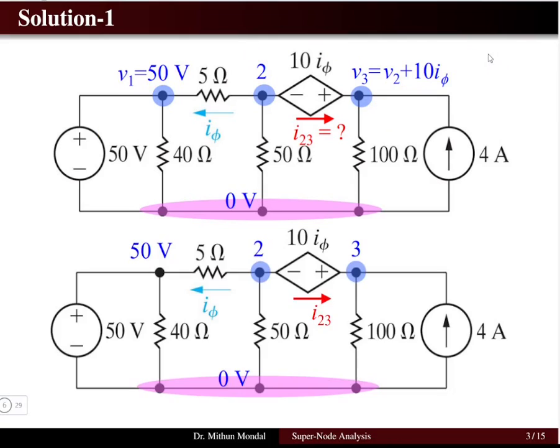Kirchhoff's voltage law. Now since we do not know what is the current flowing through the dependent source, we will take the third node potential as V3 and the second node as V2. V1 is known to us, which is equal to 50 volt. Then we have to apply the super node, combining node 2 and node 3, and then we can write an equation combining node 2 and node 3.